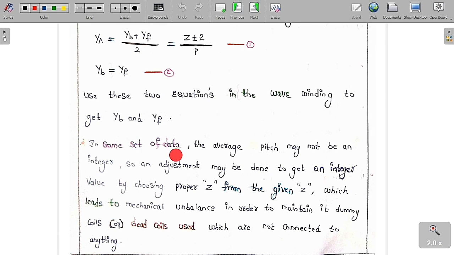Basically, in some sets of data the average pitch may not be an integer, so it may have some fraction parts. So an adjustment may be done to get an integer value by choosing the proper value from the given values. The average value should always be an integer, which leads to mechanical unbalance. In order to maintain balance, dummy coils or dead coils are used, which are not connected to anything.